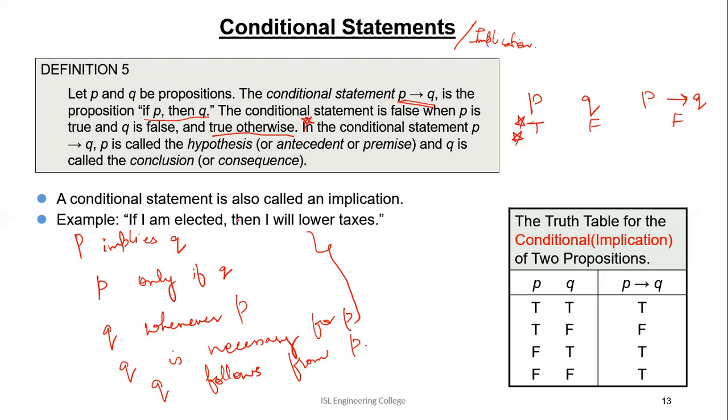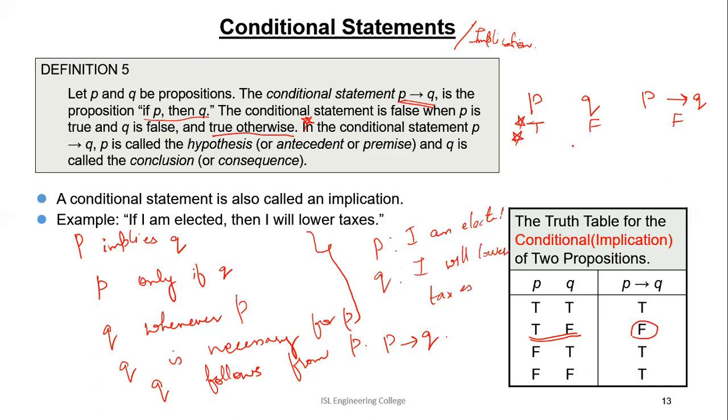Okay, now the example is: if I am elected, then I will lower the taxes. So here P is I am elected, Q will be I will lower taxes. So the conditional statement will be P implies Q: if I am elected, then I will lower the taxes. Now, let's see the truth table. If both of them are true, it will be true. When P is true, Q is false, implication will be false. In all the other cases, it will be true.